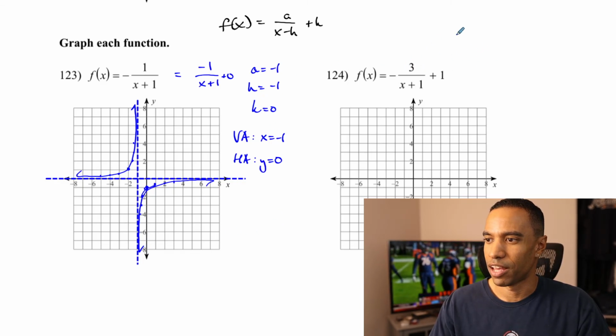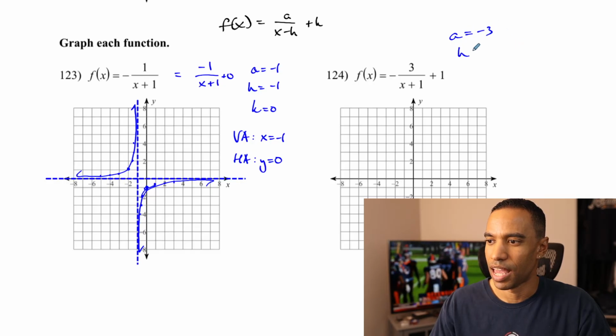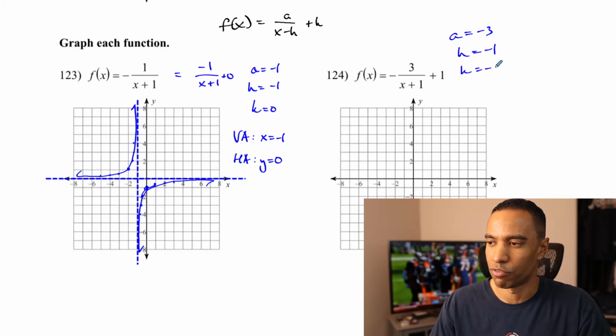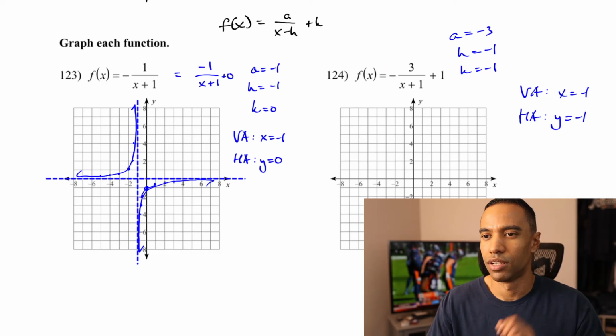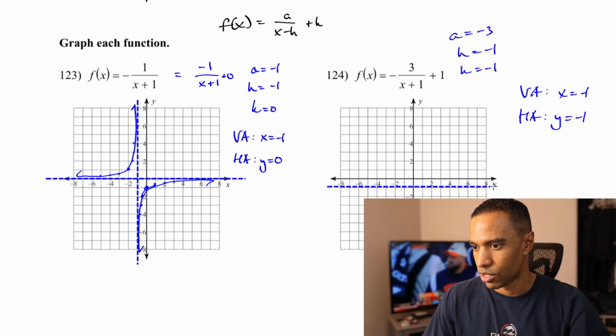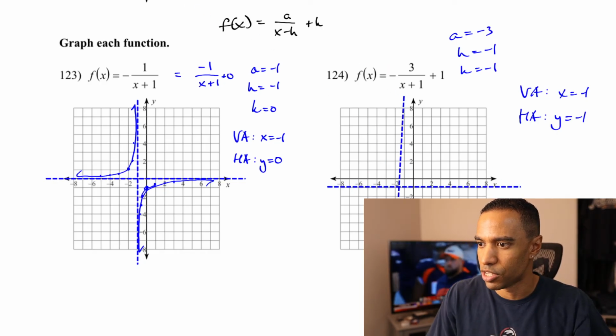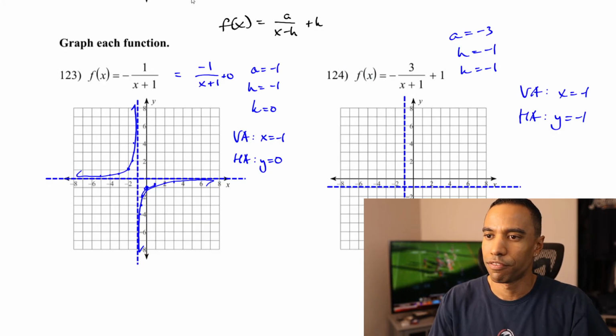This next one here, the a looks like it's -3. The h is -1 again. The k is -1. So your vertical is at x equals -1. Your horizontal is at y equals -1. So let's go ahead and graph those. Y equals -1. X equals -1. -3.